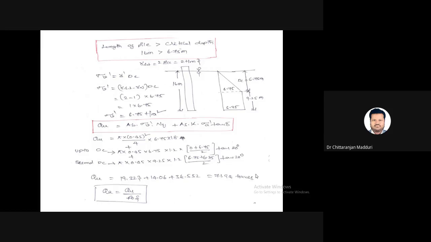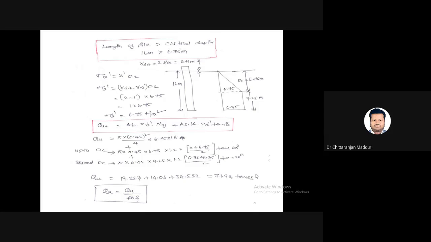Gamma dash equal to gamma sat minus gamma W. Gamma sat equal to 2 gram per cc, gamma W equal to 1 gram per cc, so 2 minus 1. Critical depth equal to 6.75. So sigma V dash equal to 6.75 tons per meter square.